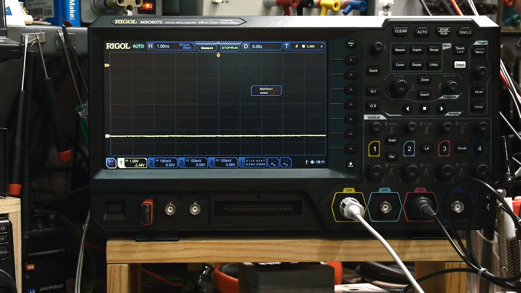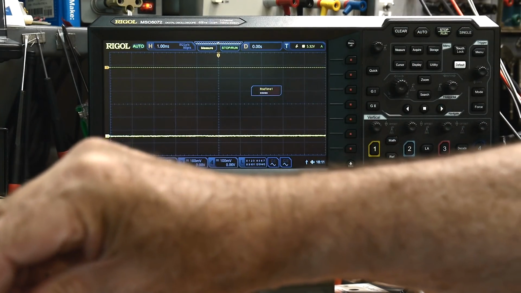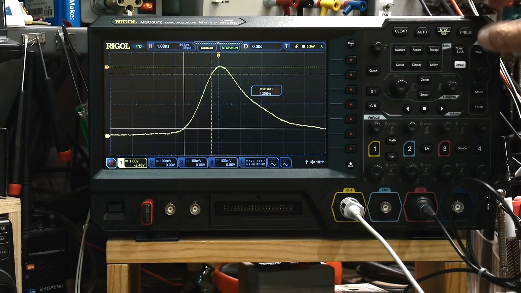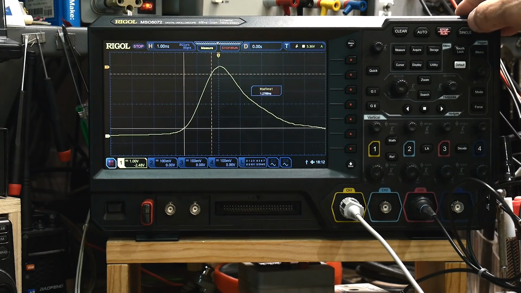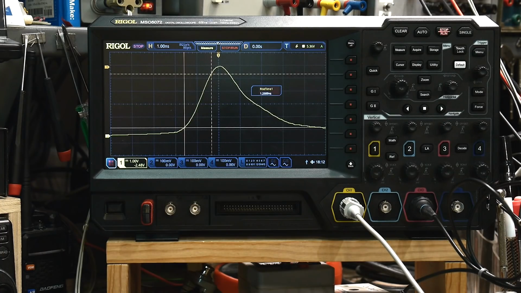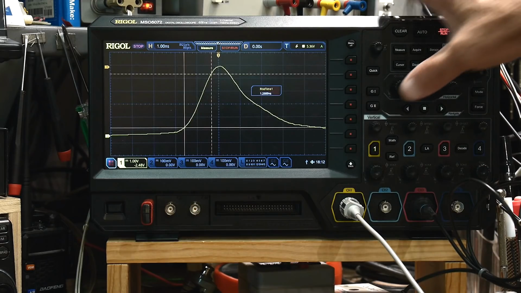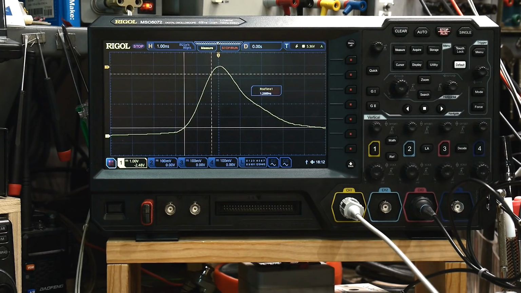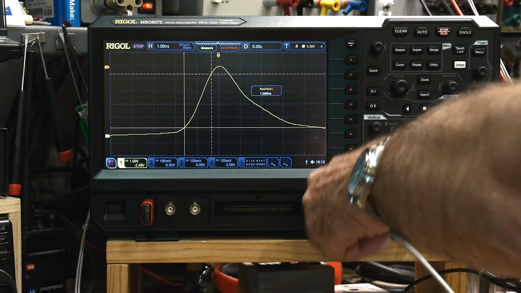All right, let's turn it on. And all right, let's get the maximum that we can get out of that one. About there. Let's try another one. All right, let's go with that one. 1.26 nanoseconds, so same. All right, so those two probes measure the same. Let's save that. That's DS2. All right. So both those probes are at 1.25 nanoseconds.